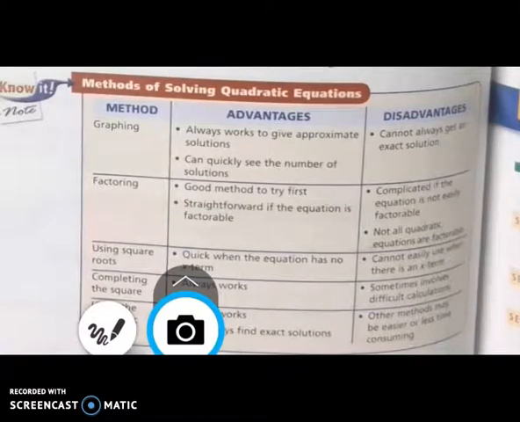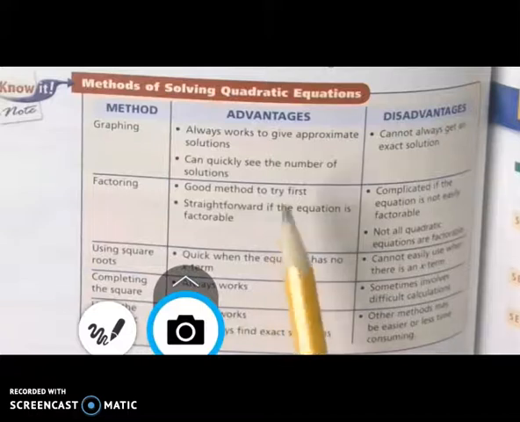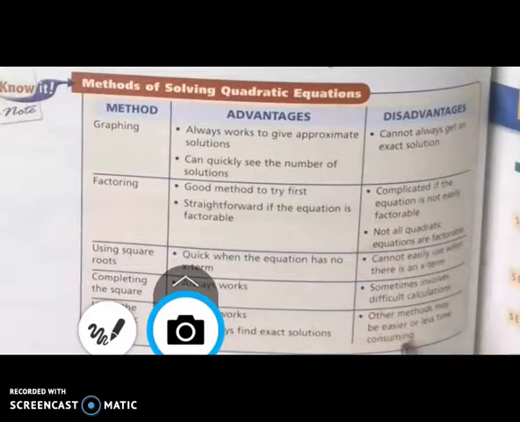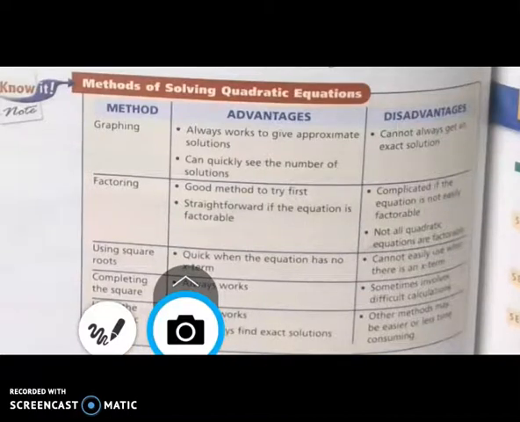And then the last method is using the quadratic formula. Advantage is it always works and you can always find exact solutions. The disadvantage is that other methods may be easier or less time consuming. But guys, these last two, completing the square and using the quadratic formula, work every single time. Okay, it always works. And these are the two that you're going to be using a lot in Algebra 2.